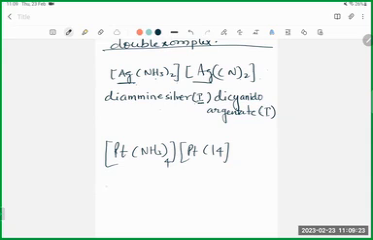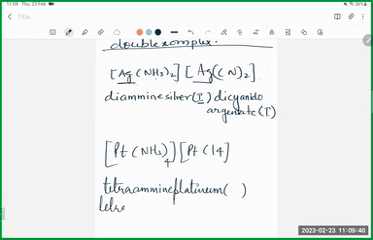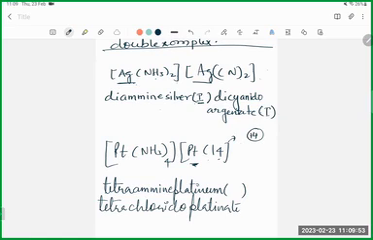Yes, Hridaya, tell the name. Tetraamine, platinum, oxidation state will be kept in bracket, then tetrachlorido, this will become platinate. Now oxidation state, when you calculate over here, it comes 4 plus 4. Now this is getting distributed among these two equally. This carries -2, this carries +2. So here the oxidation state is Roman numeral 2.